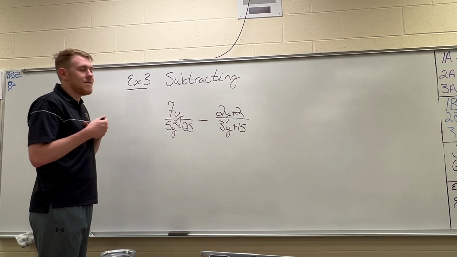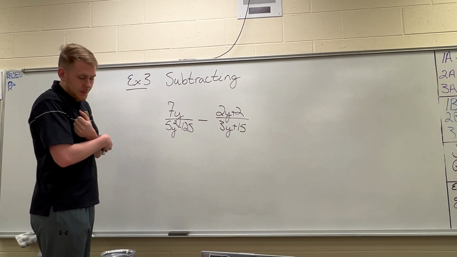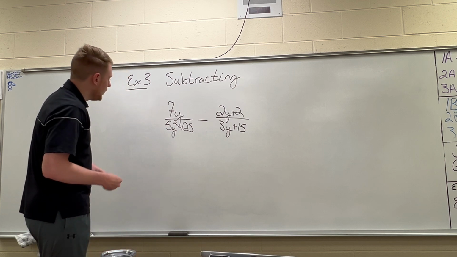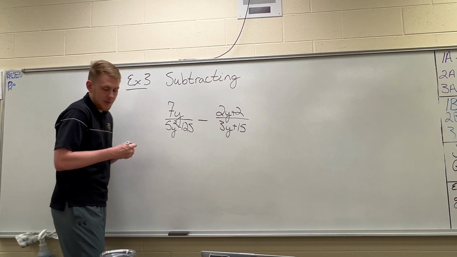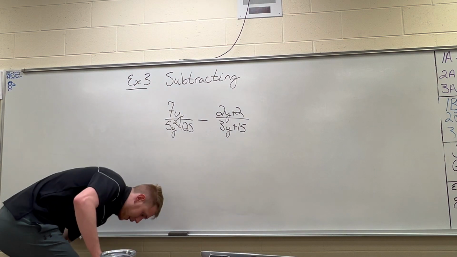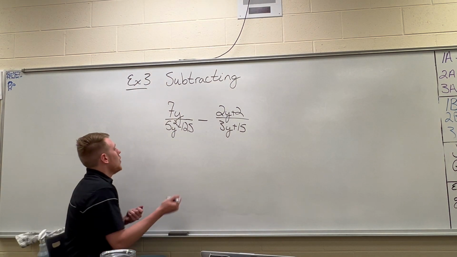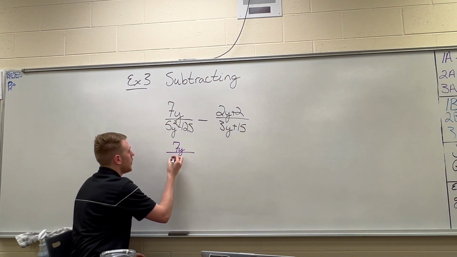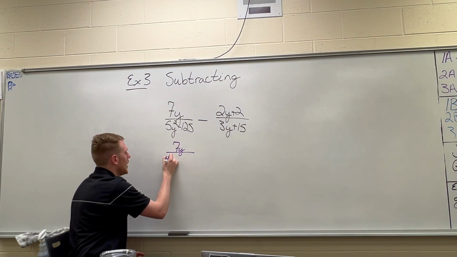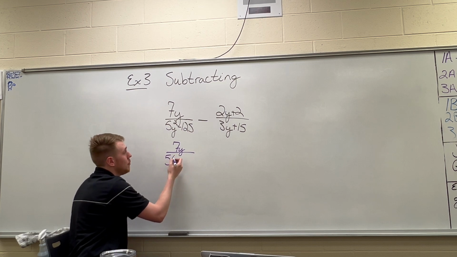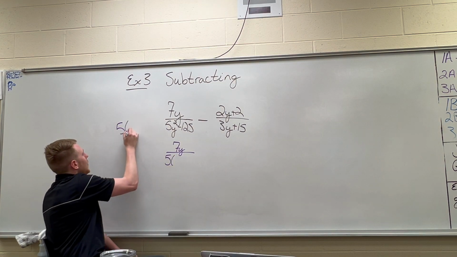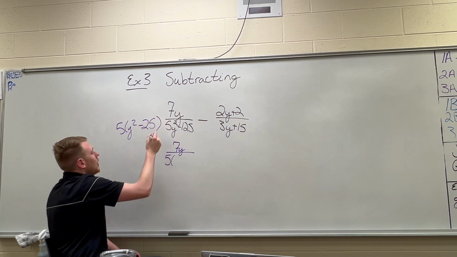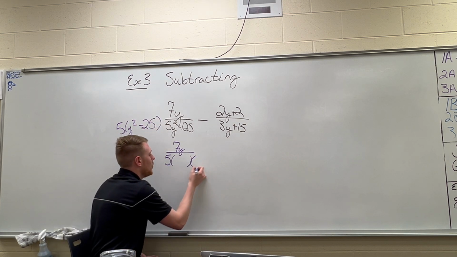First thing we're going to do, we need to factor the denominator. So let's factor the denominator. Let's go purple. Purple's a good color. So, on top, I would get 7y over, factor out a 5, and I'd be left with 5y squared minus 25. But I don't want to do that. I want to factor all the way. I don't want to factor twice.